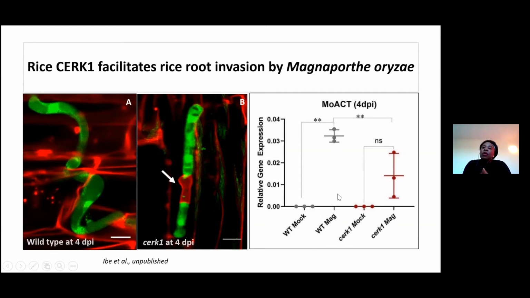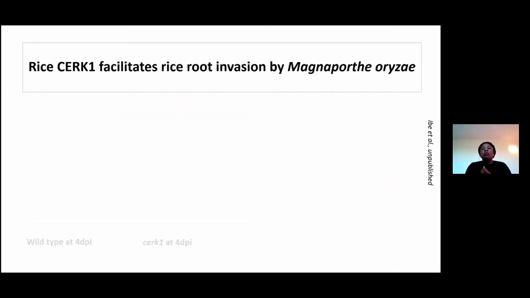If you look at the graph, you can see that in the wild type Magnaporthe there is more fungus, when we quantify against the constitutively active housekeeping gene, which is actin in this case, compared to the CERK1 mutant. In summary, this tells us that we have a significantly reduced amount of fungus in the mutant compared to the wild type, pointing us towards the fact that CERK1 is actually required to allow or facilitate the invasion of this fungus in rice roots.